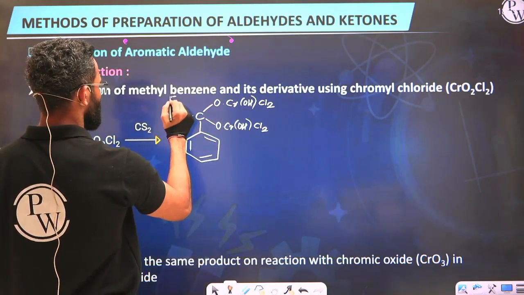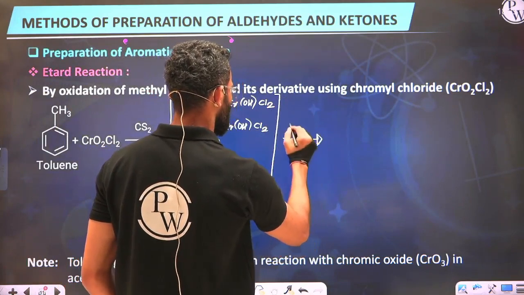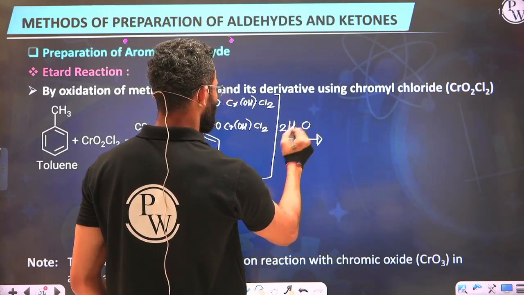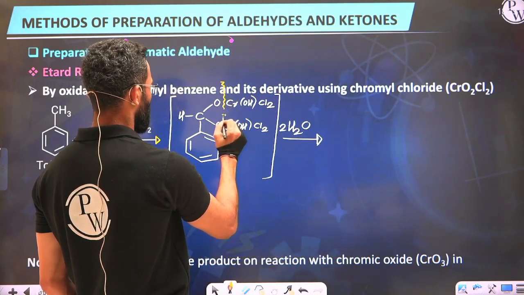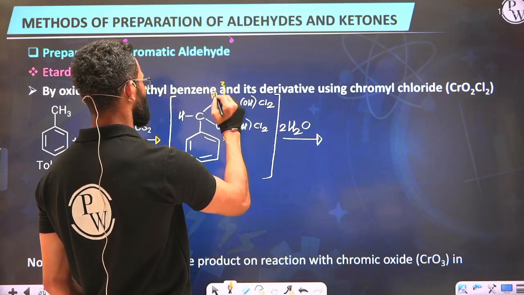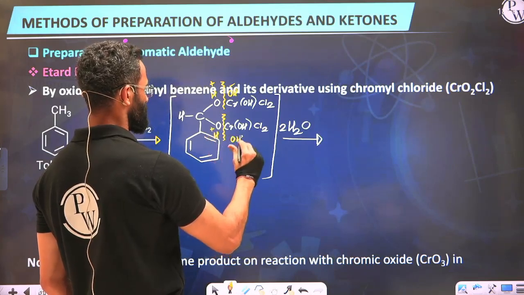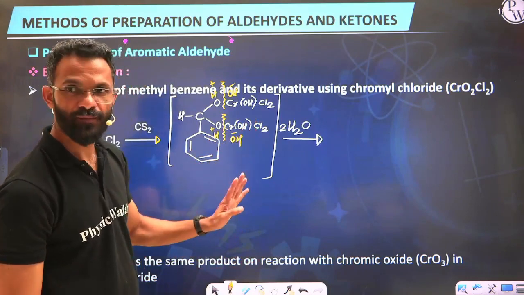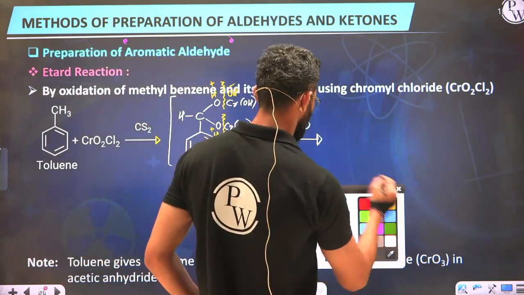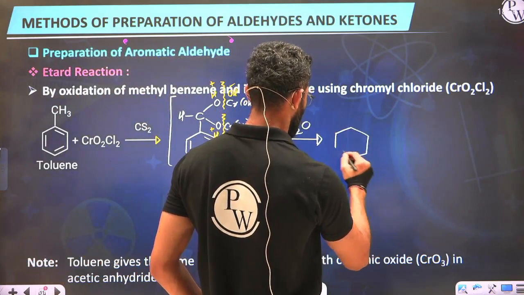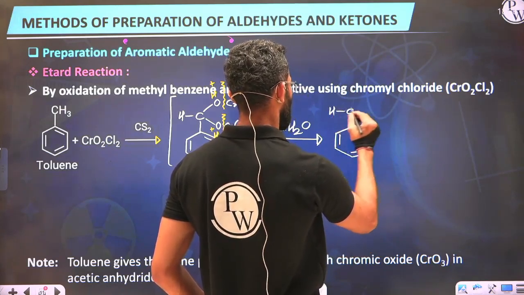Now let's say this is some unstable intermediate which is then subjected to hydrolysis. As of now, let's say you have taken water in excess, so 2 H2O. This will help you to break down the bond here. So you're writing H, OH. Same way here, H plus, OH minus. So your byproduct will be CrOH twice Cl2. And the main product will be, at the benzylic carbon you have got OH and OH. So at the benzylic carbon we have CH and two OHs.